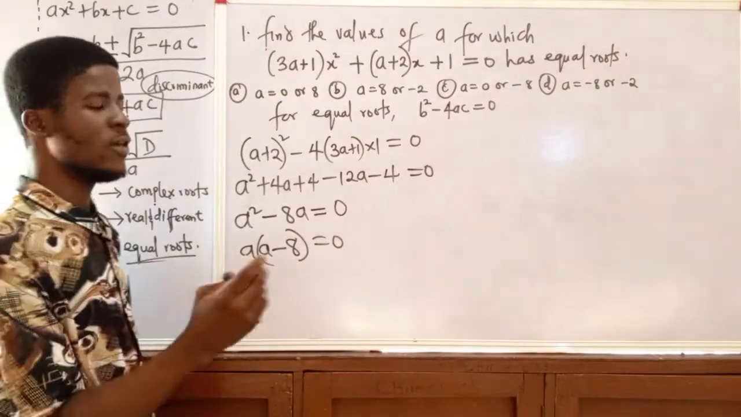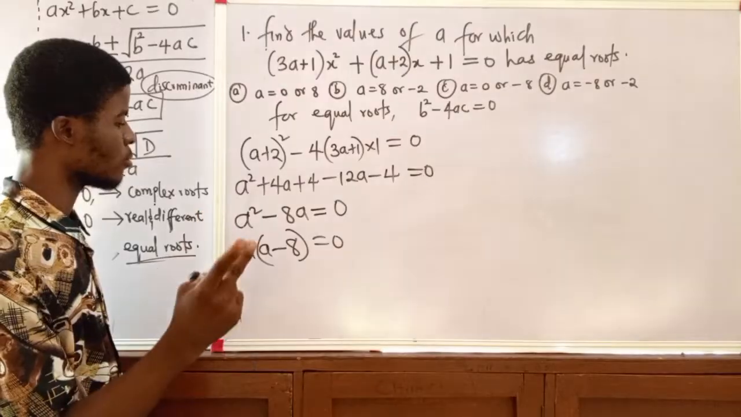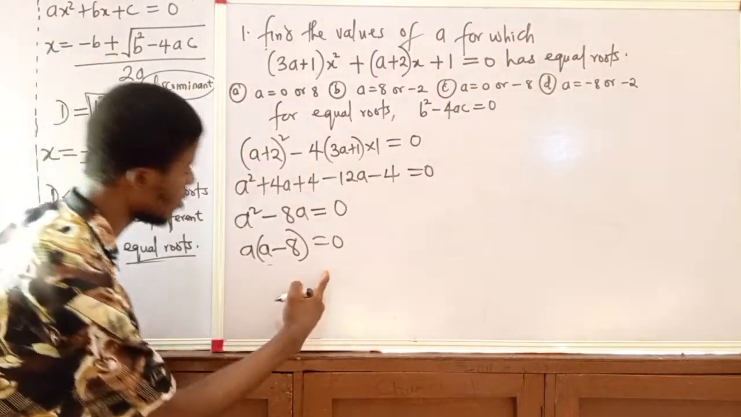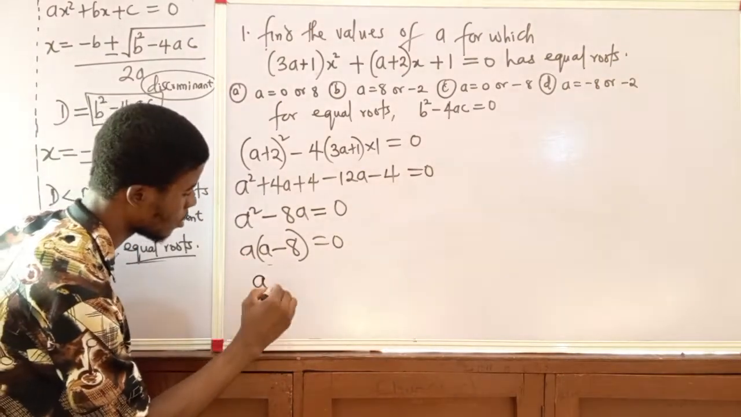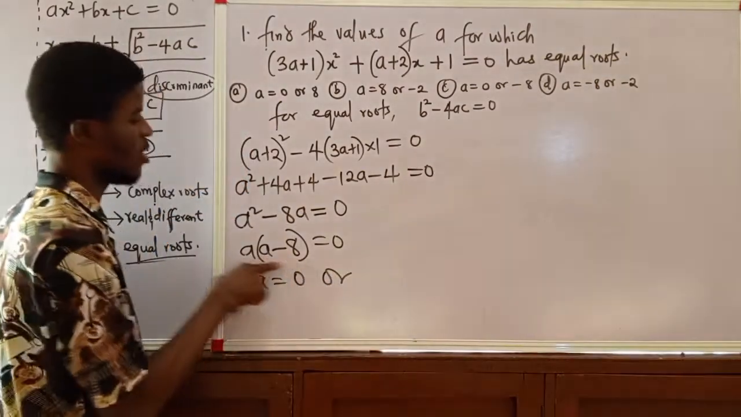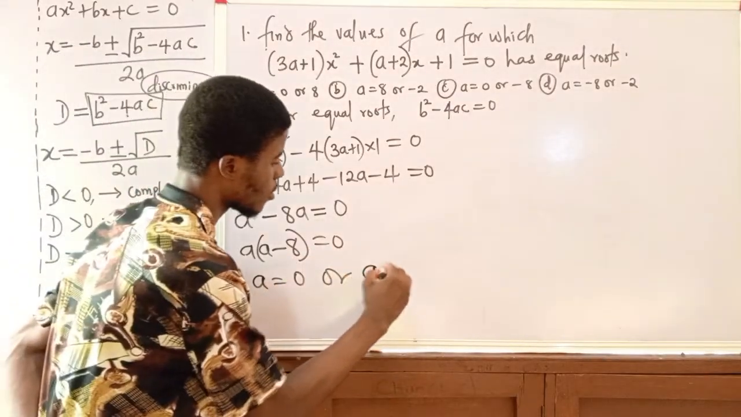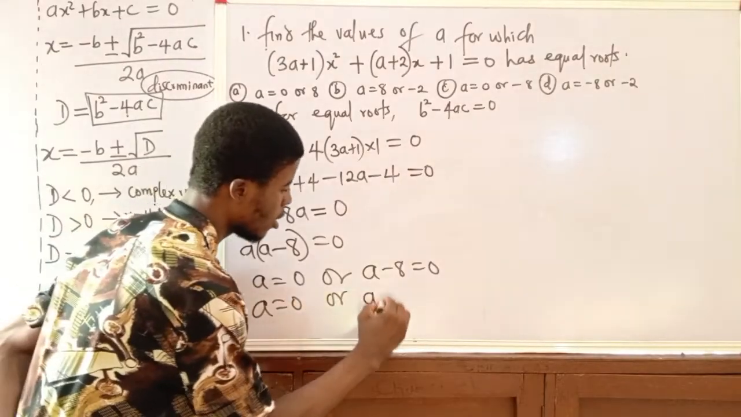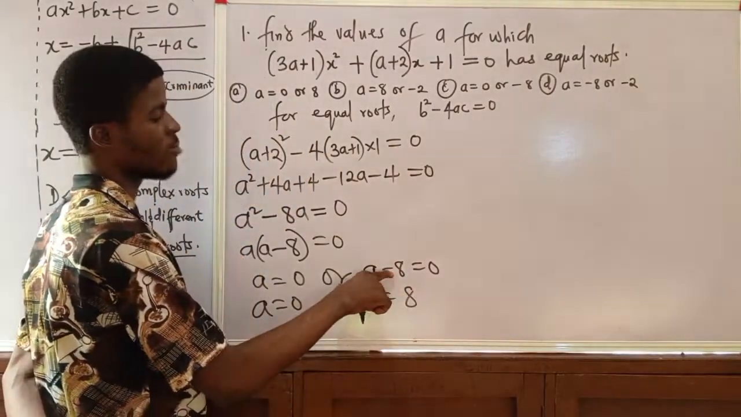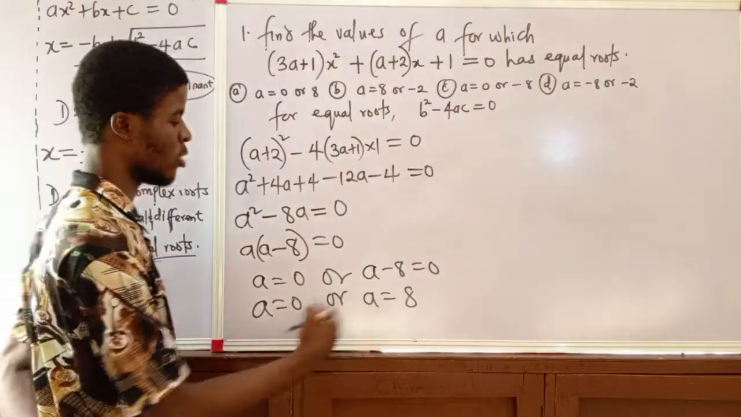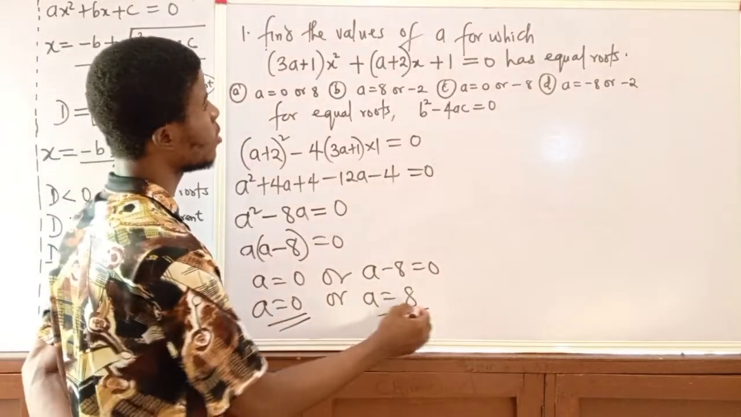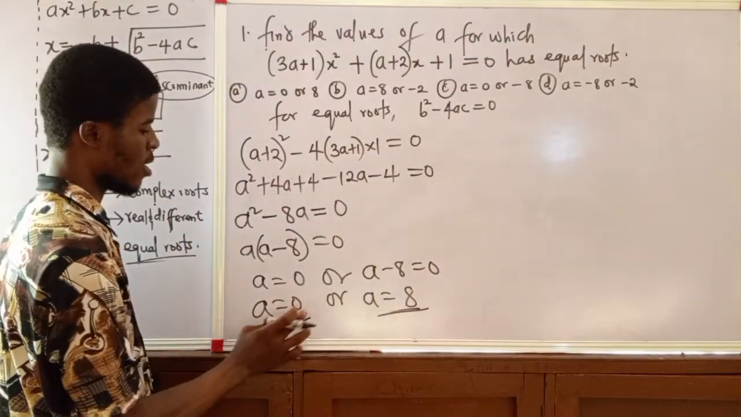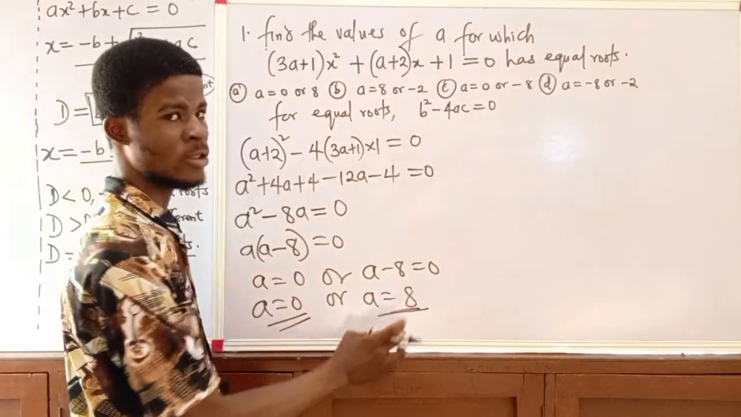And if the product of two real numbers is equal to 0, it means that any of them is equal to 0. So from here, either this a is equal to 0 or a minus 8 is 0. So a is equal to 0 or a is equal to 8. Collecting like terms, minus 8 will cross to the other side and turn to plus 8. So, for this very equation that has equal roots, the values of a are 0 or 8.